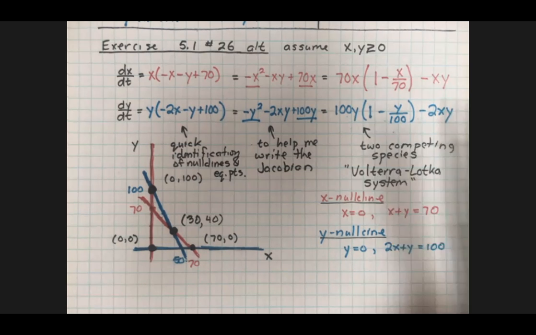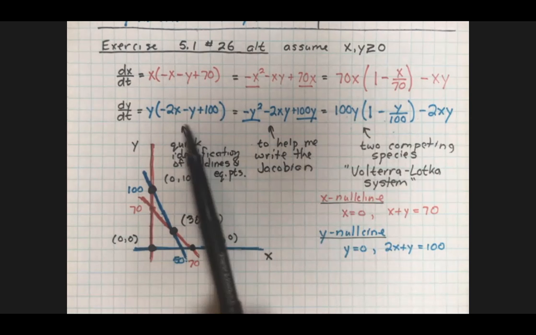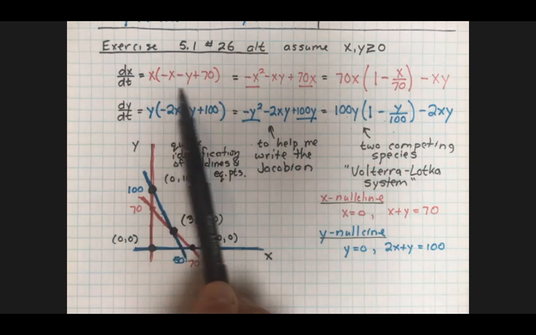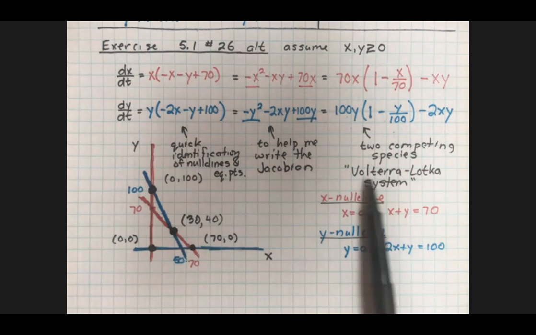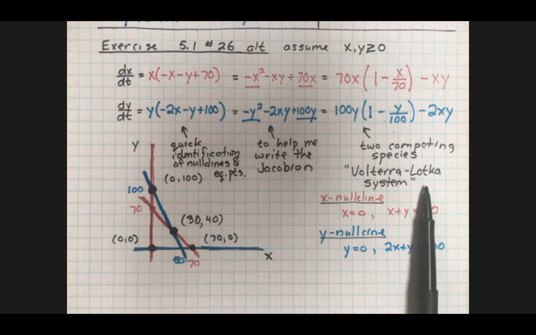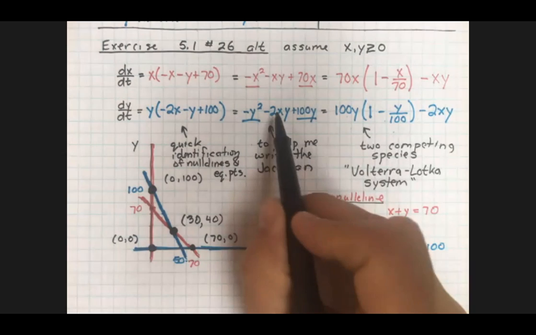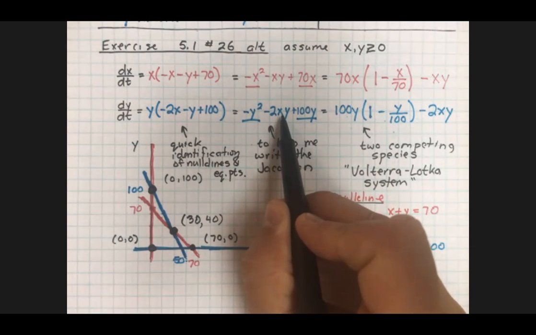So you didn't think of this as competing animals. You just thought of it as a differential equations problem. Now I tell you, it is the common model for two competing species. And that's why it was represented in honor of those two people. Now, I'm going to write the Jacobian with this writing. That makes it easy on me.